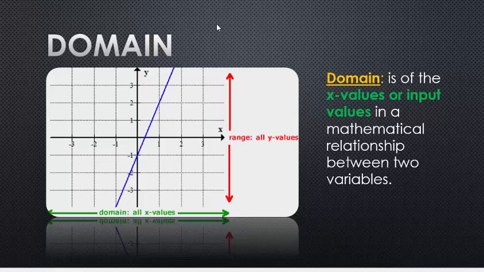We use quadrants to tell us about domain and range. The first of these that we're going to look at today is domain. Domain is all of the x values or input values in a mathematical relationship between two variables. As you can see on a graph, the domain is all of the values of x where there is a corresponding point on the line representing our function.